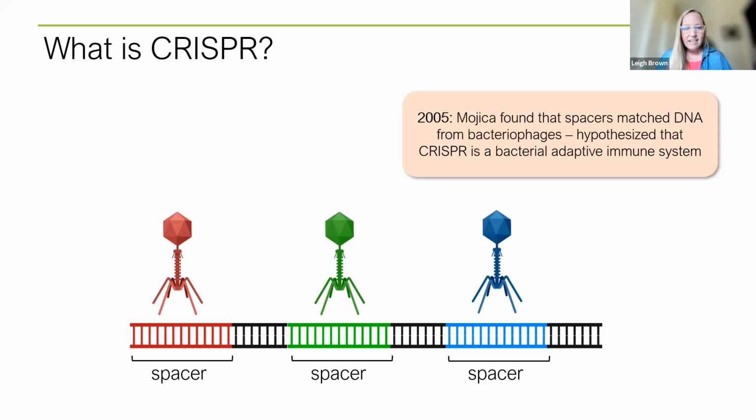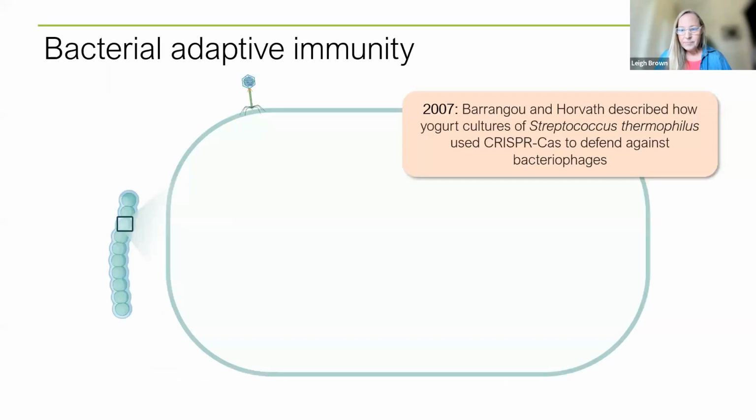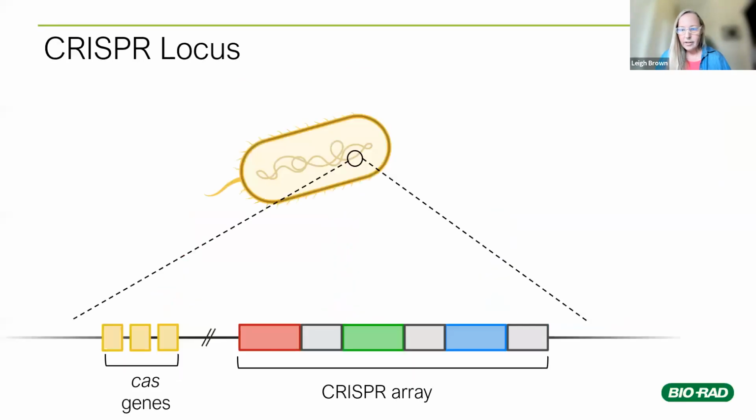So the spacers match the DNA from individual bacteriophages. So the whole CRISPR array, this region in the bacterial chromosome, and remember this is part of the bacterial chromosome, it's not on a plasmid or anything like that, consists of these repeats with the spacers. Remember, those come from the bacteriophages, along with CRISPR associated genes. So you'll see Cas, that's for CRISPR associated. Cas9 is a protein from one of those, right? And there's also proteins that are helicases and other nucleases that cut DNA in that locus, okay?